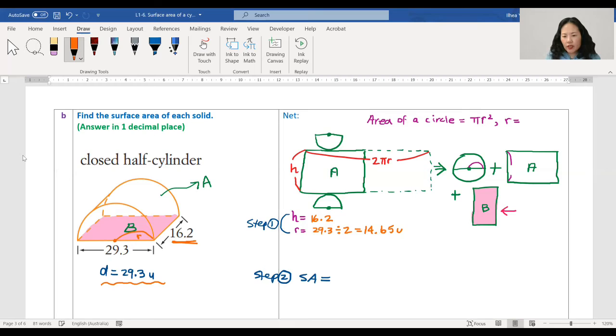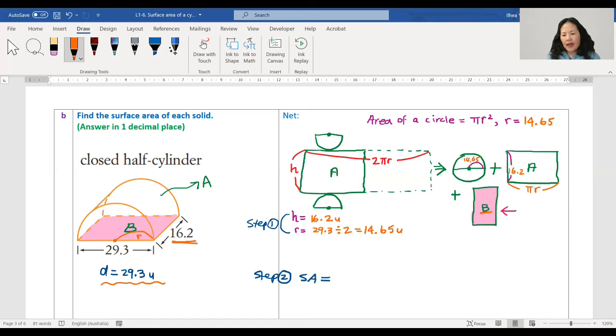14.65 units. My height for the rectangle is 16.2. On here is pi r. Okay, because we halved it, 2 pi r, but you halved it, so we only got pi r there. And our radius is 14.65.